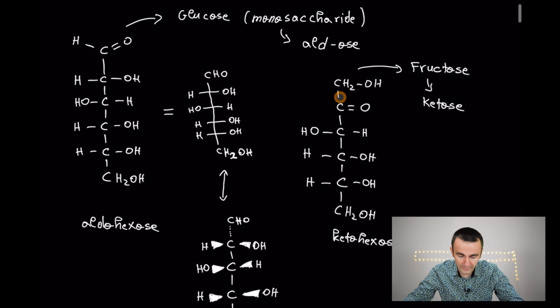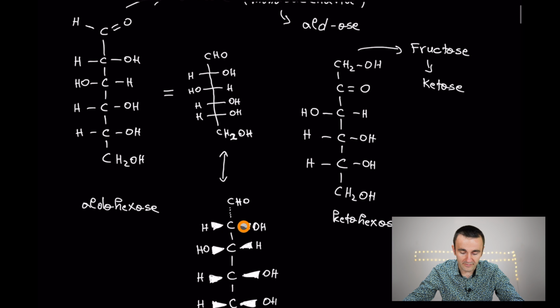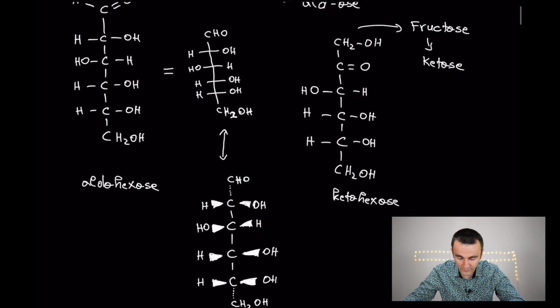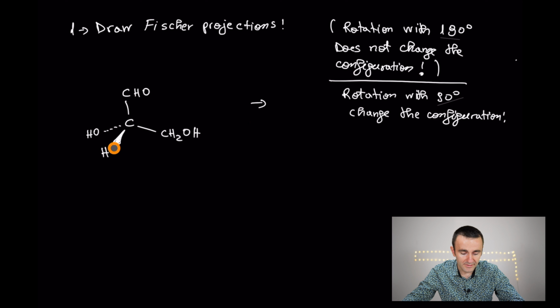What you have to keep in mind here is that for those groups that are horizontal in the Fischer projection, you have to assume that they come above the plane. Those groups that are at the top and at the end, you have to assume that those groups are behind the plane, in order to assign the RS configuration. Okay, let's move further. Let's take a look at this simple example.